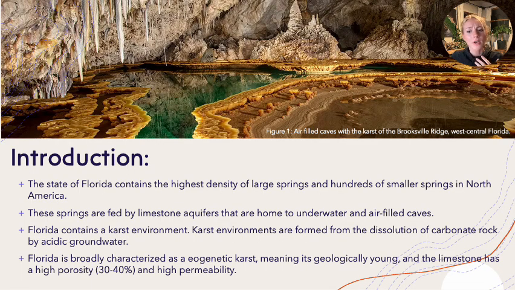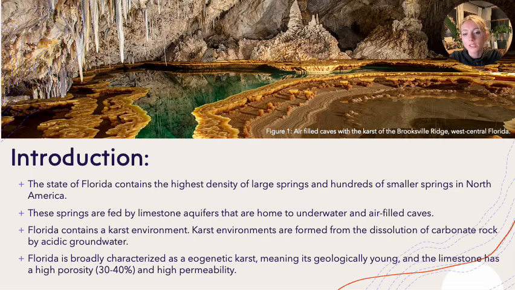These springs are fed by a limestone aquifer that includes underwater and air-filled caves. This is a karst environment. A karst is a type of topography characterized by solution features that develop on carbonate rock. More specifically, it's a type of landscape formed when acidic groundwater dissolves soluble carbonate rock. This is known as dissolution, and dissolution creates a network of caves underground.